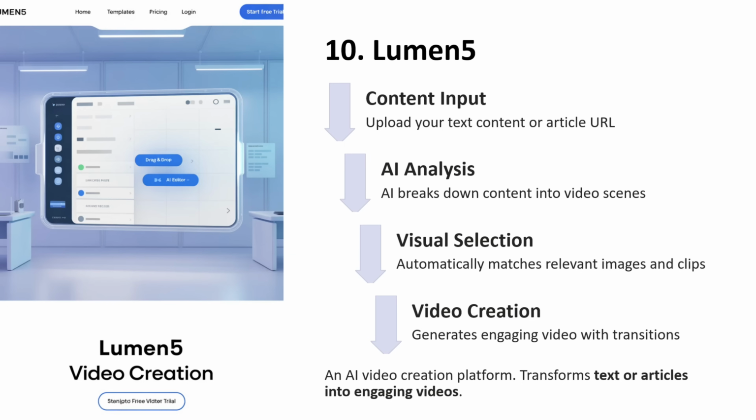10th one is Lumen5. You can upload your text content or article URL. AI breaks down content into video scenes. It automatically matches relevant images and clips. It generates engaging video with transitions. Lumen5 is an AI video creation platform. It transforms text or articles into engaging videos.